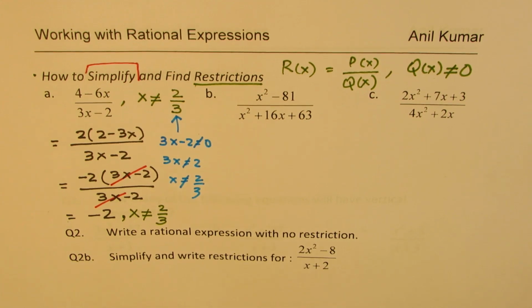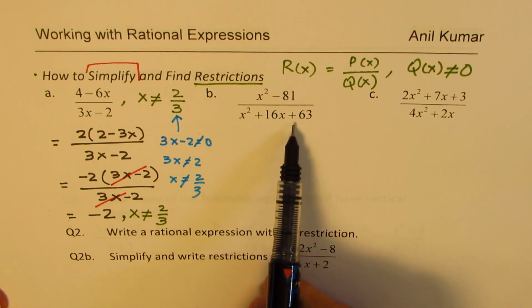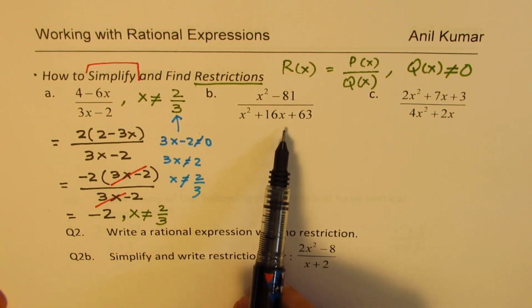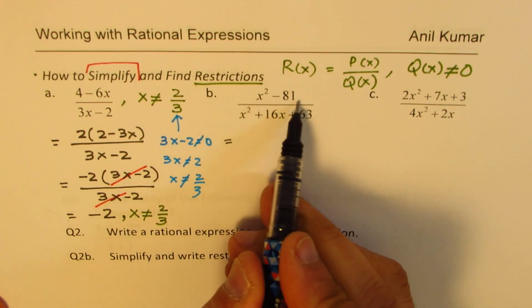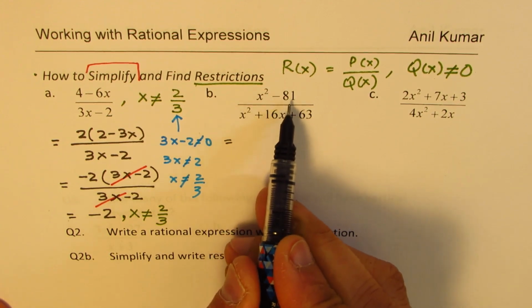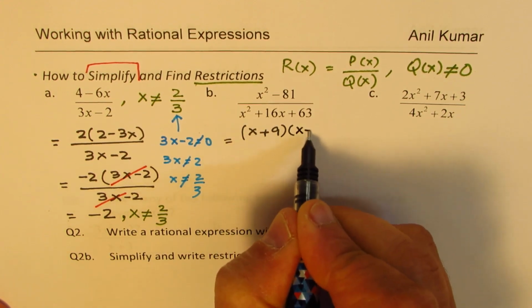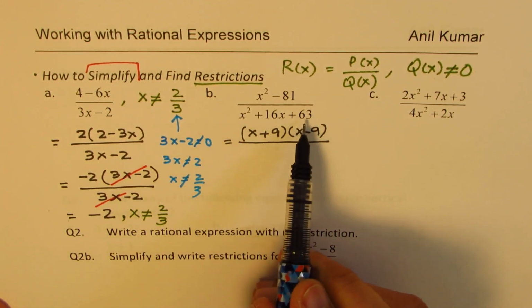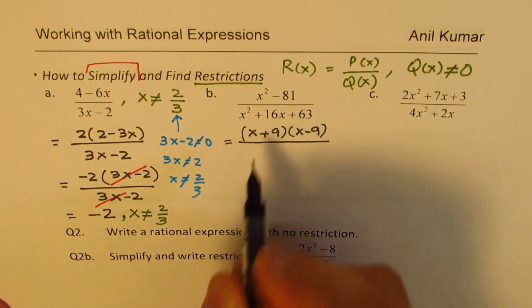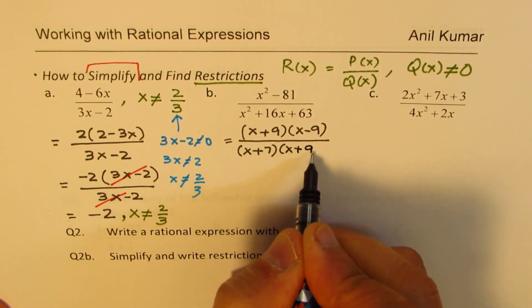So let's move on. Now with a slightly more difficult question, we have x squared minus 81 over x squared plus 16x plus 63. I would like you to pause the video now, answer this question, then look into my suggestions. Well, we have a difference of squares in the numerator, x squared minus 9 squared. So I could write this as x plus 9 times x minus 9. And in the denominator, what do I have? Product and sum. Coefficient of x being 1, 63 is 7 times 9. That can work for us. We have x plus 7 times x plus 9 in the denominator.